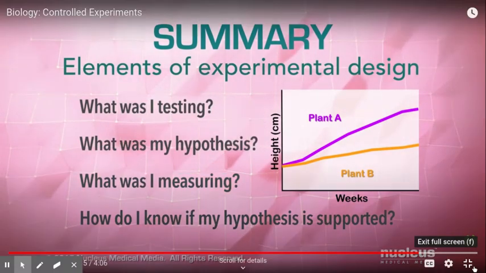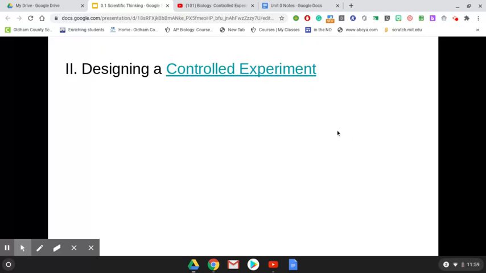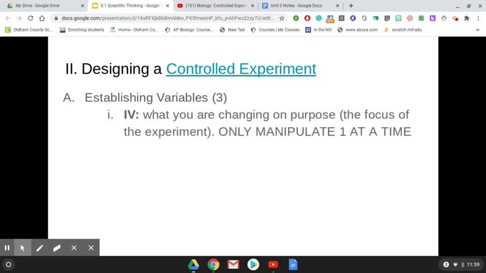All right, so let's go back into our PowerPoint and let's talk about these elements of a controlled experiment. So in the video, we saw that there are different kinds of variables that we're manipulating. The first variable is called the independent variable. And the IV, that's shorthand for independent variable, the IV is what you are changing on purpose. It's usually the focus of the experiment.